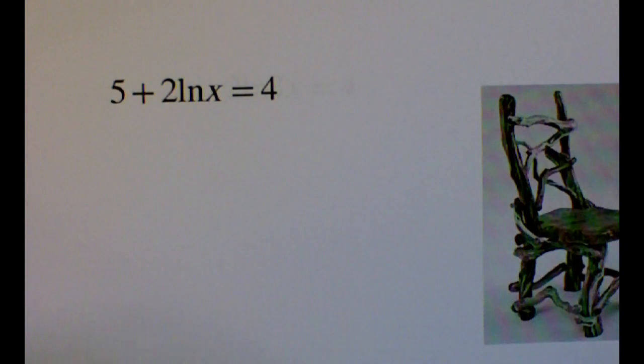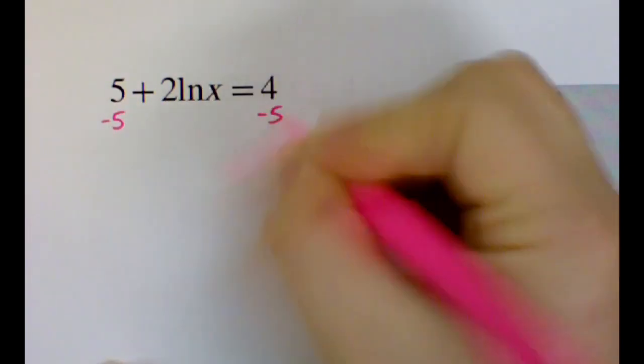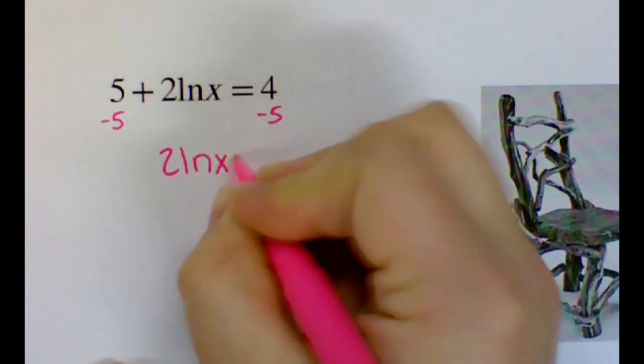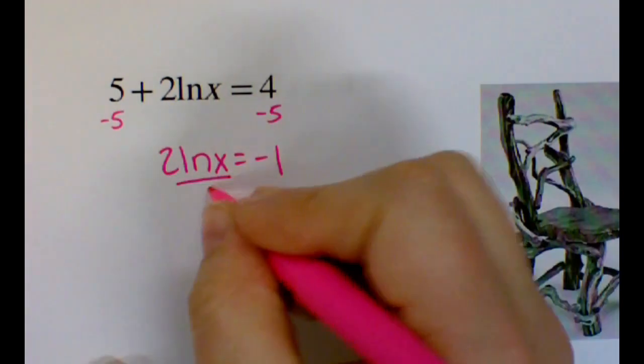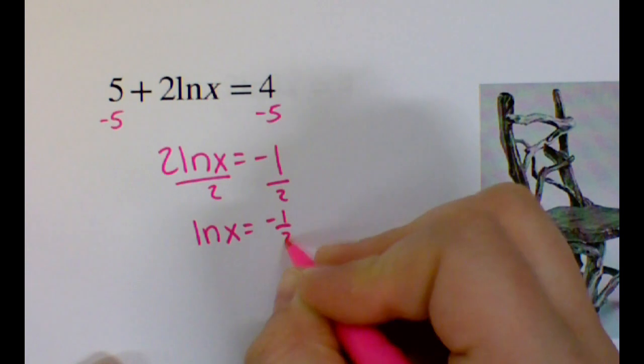5 plus 2 times the natural log of x. All right, we're going to start by isolating our logarithm. I'm going to subtract 5. I have 2 natural log of x equals negative 1. I'm going to divide by 2. I get the natural log of x equals negative 1/2.